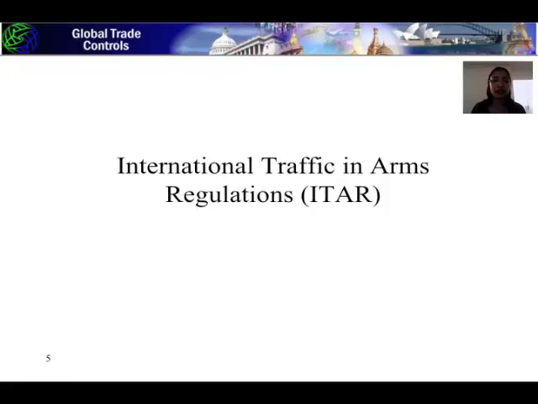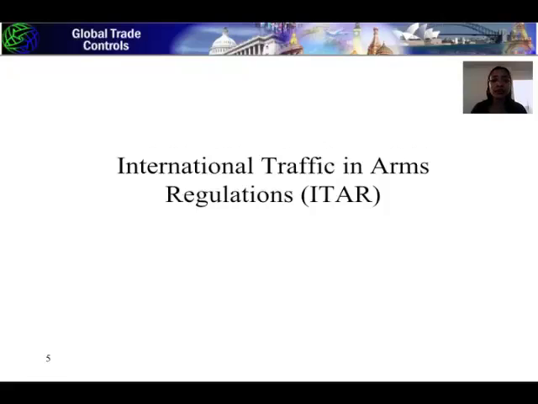International Traffic in Arms Regulations, known as ITAR, is administered by the U.S. Department of State. It controls the temporary and permanent export of all defense articles, including technical data and software. This may also include control of temporary imports of defense articles. ITAR is something that all manufacturers of exports of defense articles, those who broker defense articles, or providers of defense services must register with the U.S. Department of State.